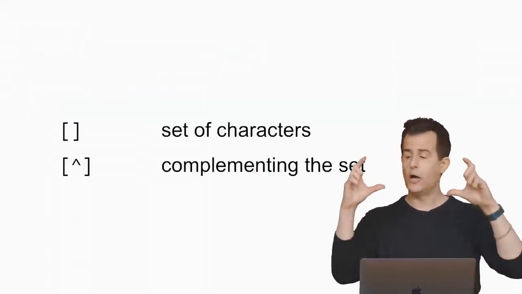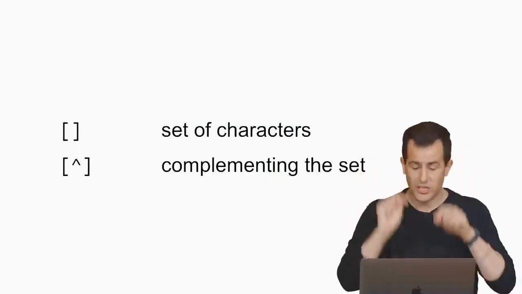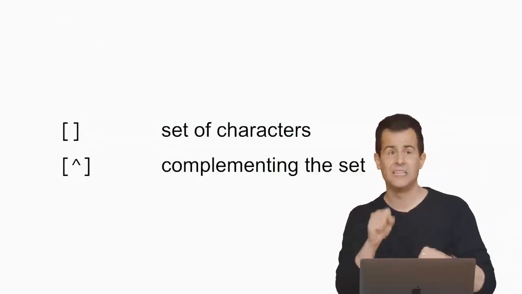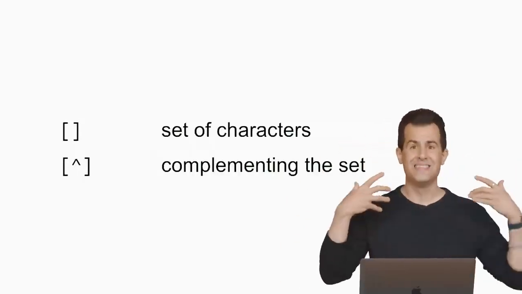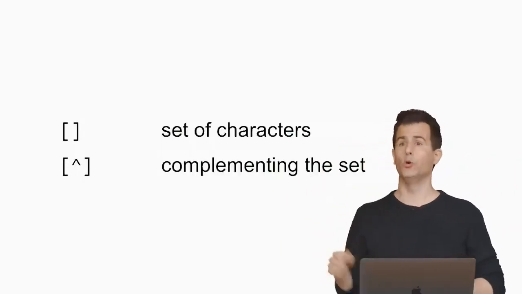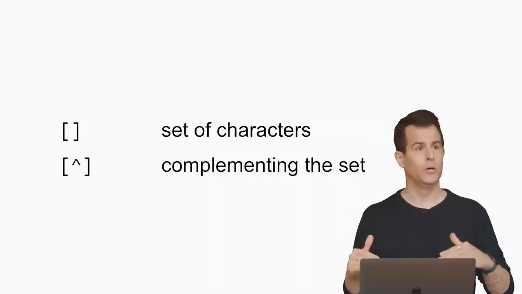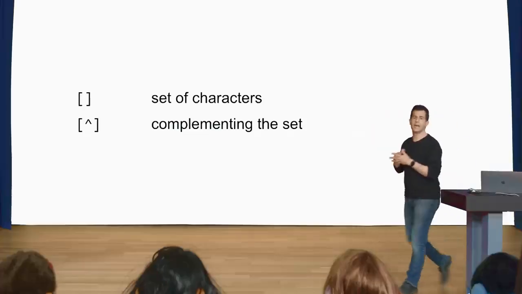Square brackets allow you to specify a set of characters that you literally type out at your keyboard, A, B, C, D, E, F, or the complement, the opposite, the caret symbol, which means not, and then the one or more symbols you want to exclude. Questions now on this syntax here?